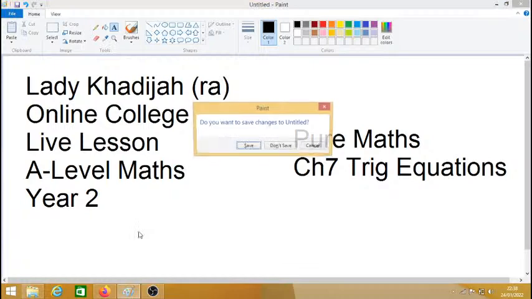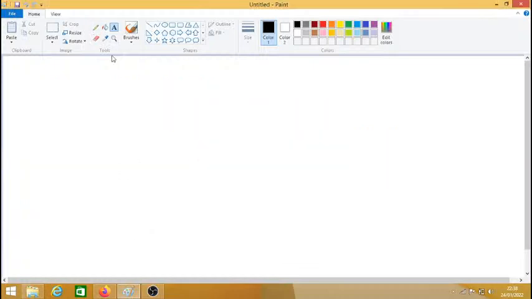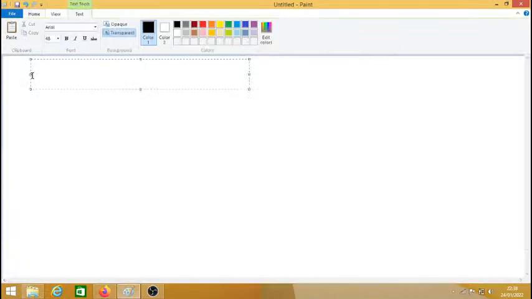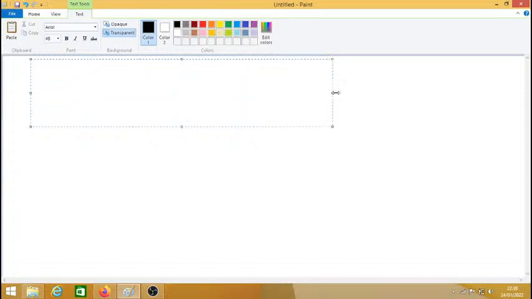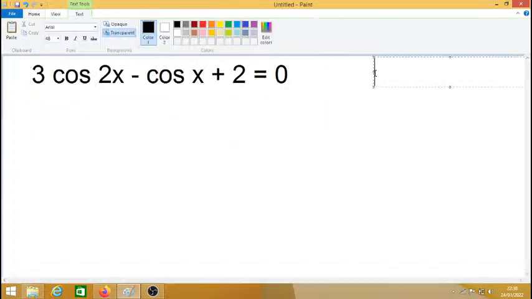We're looking at more trig equations today, inshallah, God willing. Let's take a look at today's example. If you're following through in the book, it's example 11 of chapter 7. Bismillah. This equation is to solve 3 times cos 2x minus cos x plus 2 is equal to 0, and we want x to be between 0 and 360.